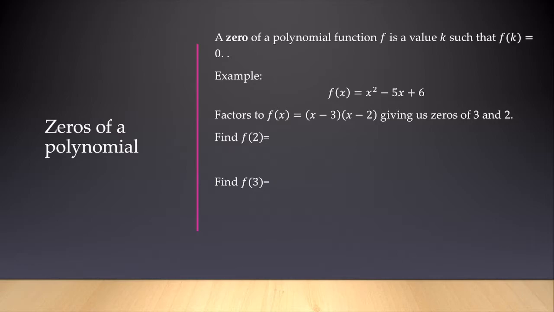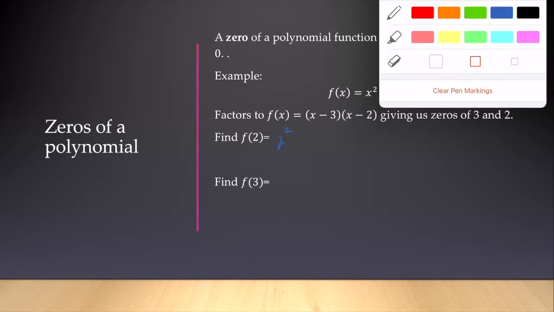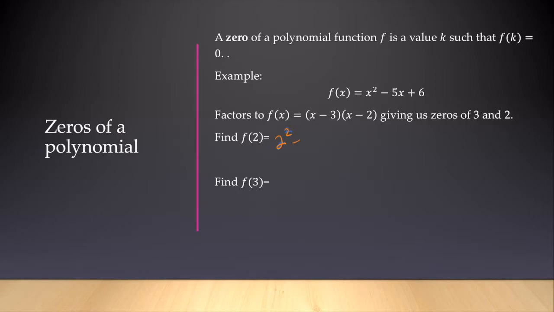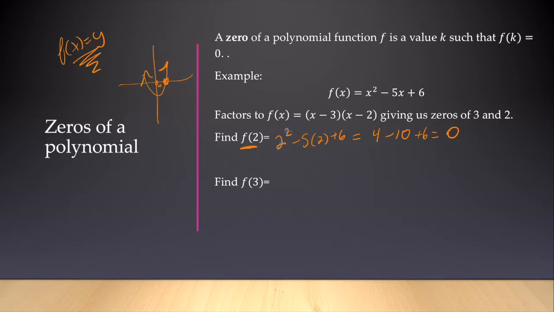So f of 2 would be 2 squared minus 5 times 2 plus 6. Well, 2 squared is 4, 5 times 2 is negative 10, plus 6, this adds up to 0, right? So f of 2 is 0 because that's when y equals 0. When our graph crosses the x-axis, x is something, but our y value is 0. And f of x is the same thing as y. Tying everything together, this is what we've been building to all semester.